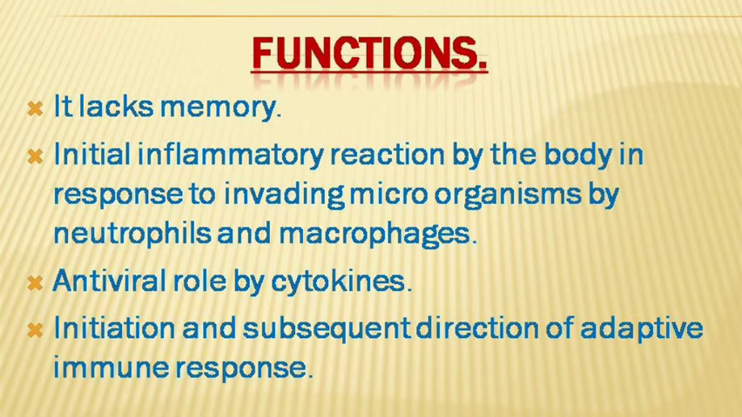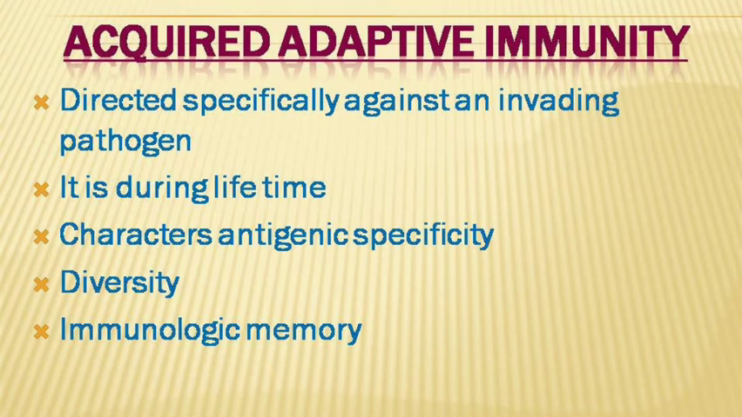Now what are the functions of innate immunity? First of all, it lacks memory. It is the initial inflammatory reaction of the body in response to invading microorganisms by neutrophils and macrophages. There is an antiviral role by cytokines. There is initiation and subsequent direction of an adequate immune response. Now we need to deal with acquired adaptive immunity. It is directed specifically against an invading pathogen. It has lifelong effect and antigenic specificity is needed. There is diversity and there is also immunologic memory, unlike what we see in innate immunity.